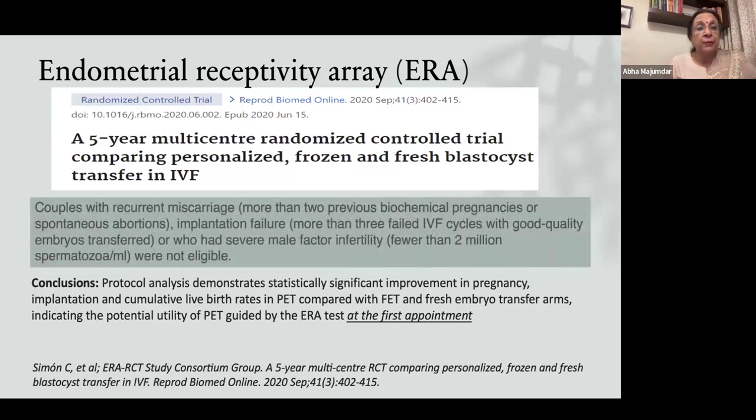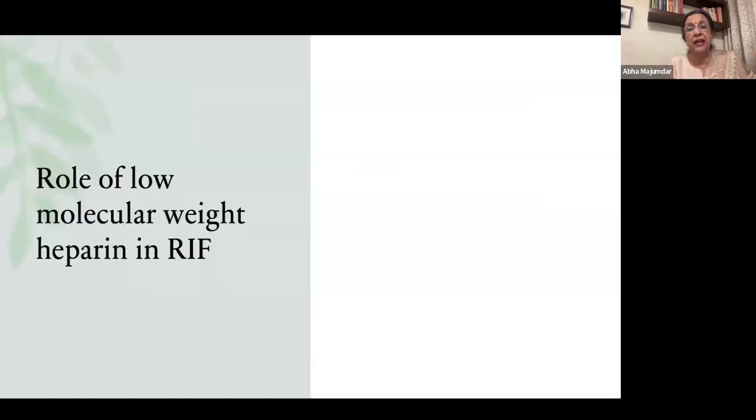Well, couples with recurrent miscarriage, more than 2 previous biochemical pregnancies or spontaneous abortions, implantation failure, more than 3 failed IVF cycles with good quality embryos transferred, or those who had severe male factor infertility, fewer than 2 million spermatozoa, were not eligible for this study. So this study fails to show that ERA has any good effect in RIF.